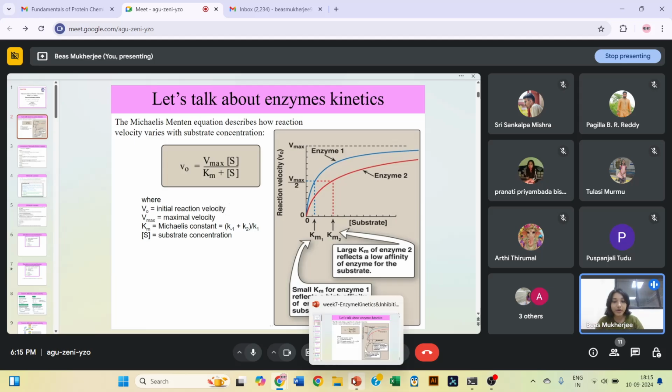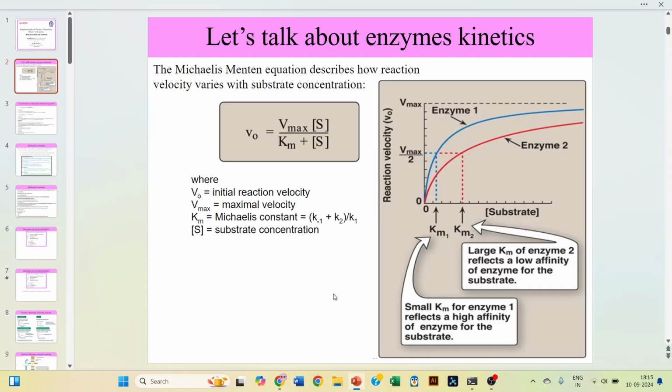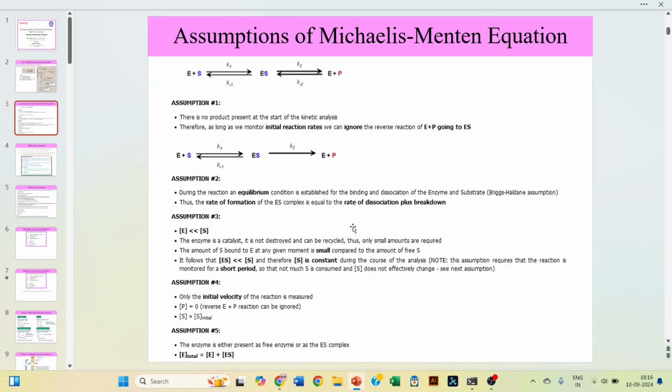Okay, now we will look at Km in more detail. So Km is equal to (K minus 1 plus K2) divided by K1. These are rate constants of different reactions. We will have a look at them.